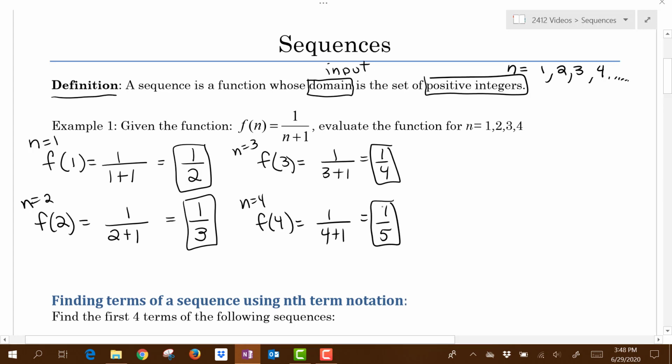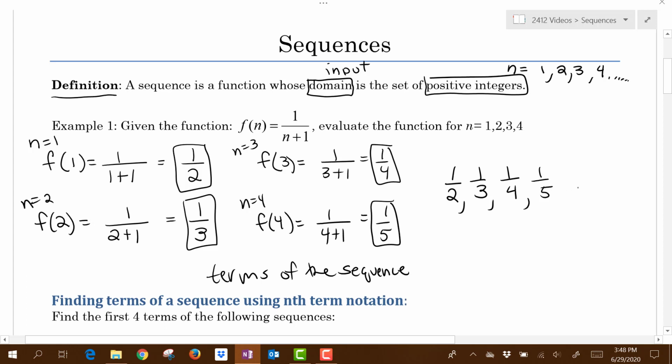The output values that we get out are called the terms of the sequence. So the first term of the sequence would be 1/2. The second term would be 1/3. The third term would be 1/4. The fourth term would be 1/5, and so on. Can you make a guess as to the next term of the sequence? It looks like it would go in this pattern.